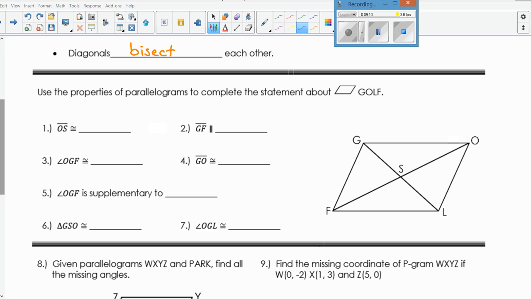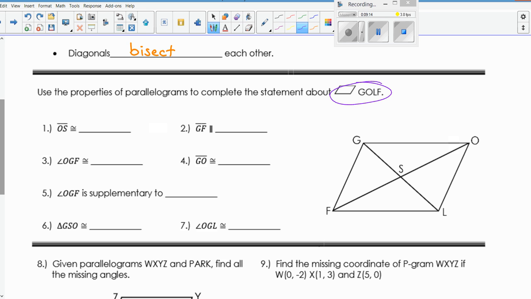Okay, if I have parallelogram GOLF, so off to the right, segment OS be here, that segment is congruent to segment FS because diagonals bisect each other. Okay, so that means, just to draw in this, this segment is congruent to this one, and this one is congruent to that one, because of diagonals bisecting each other.